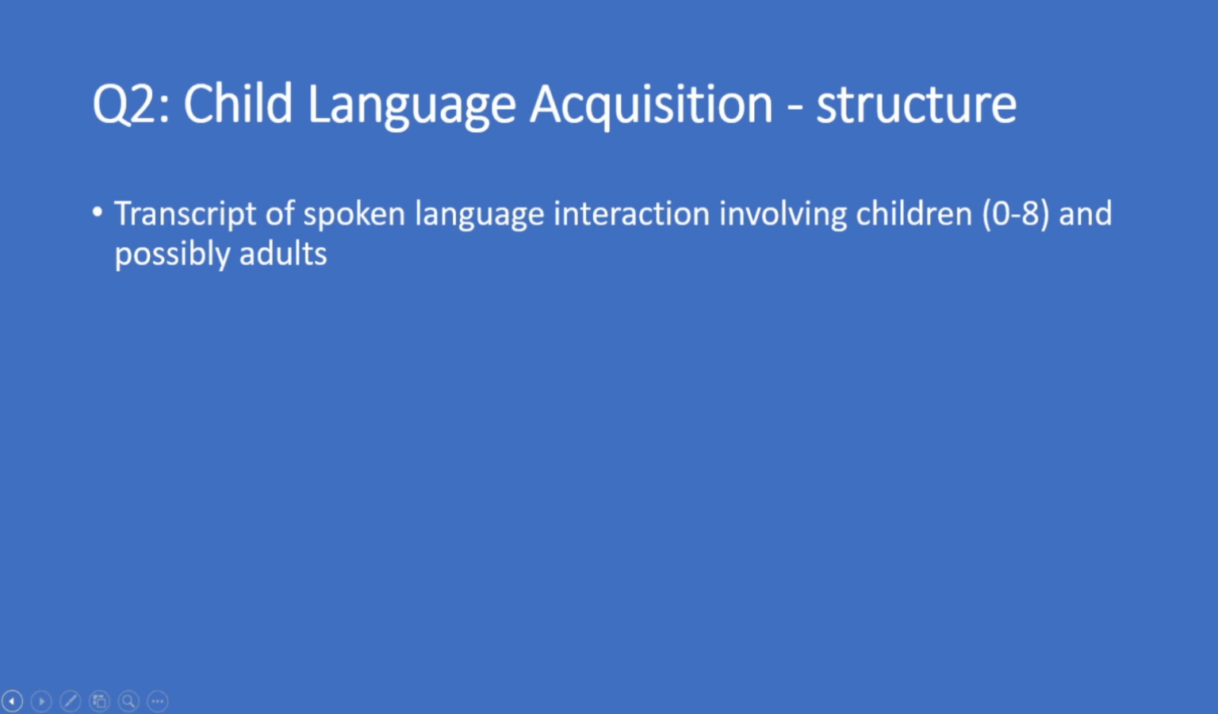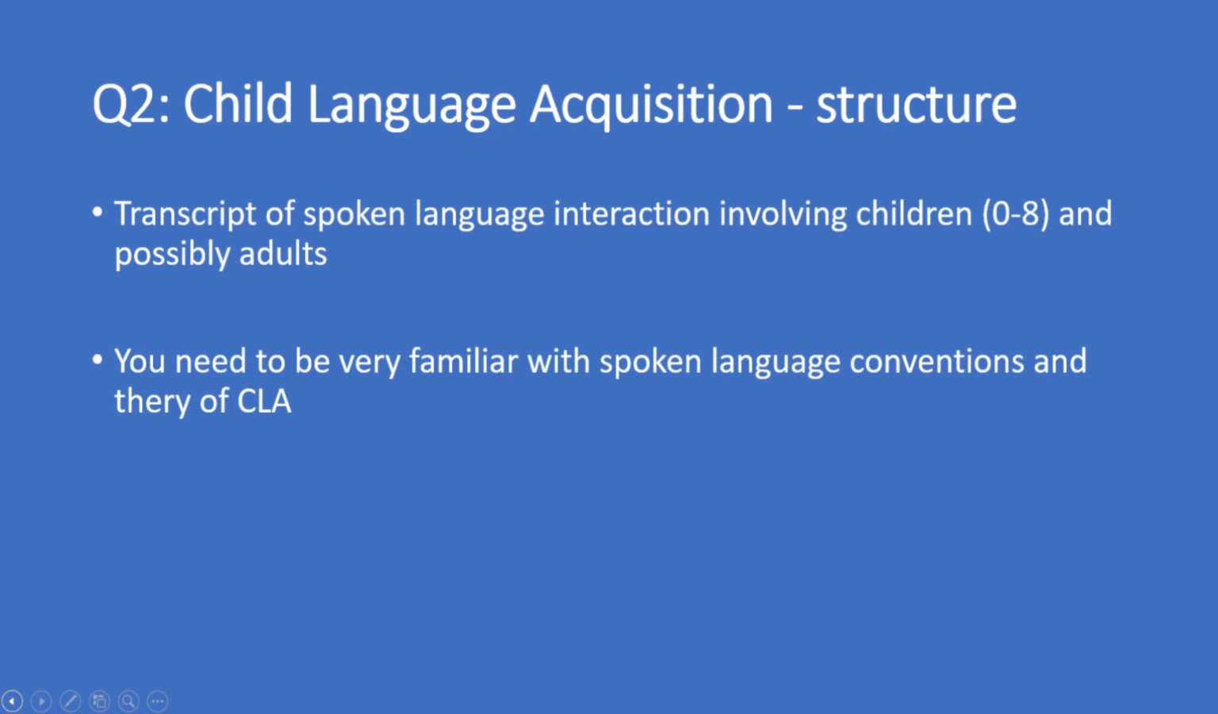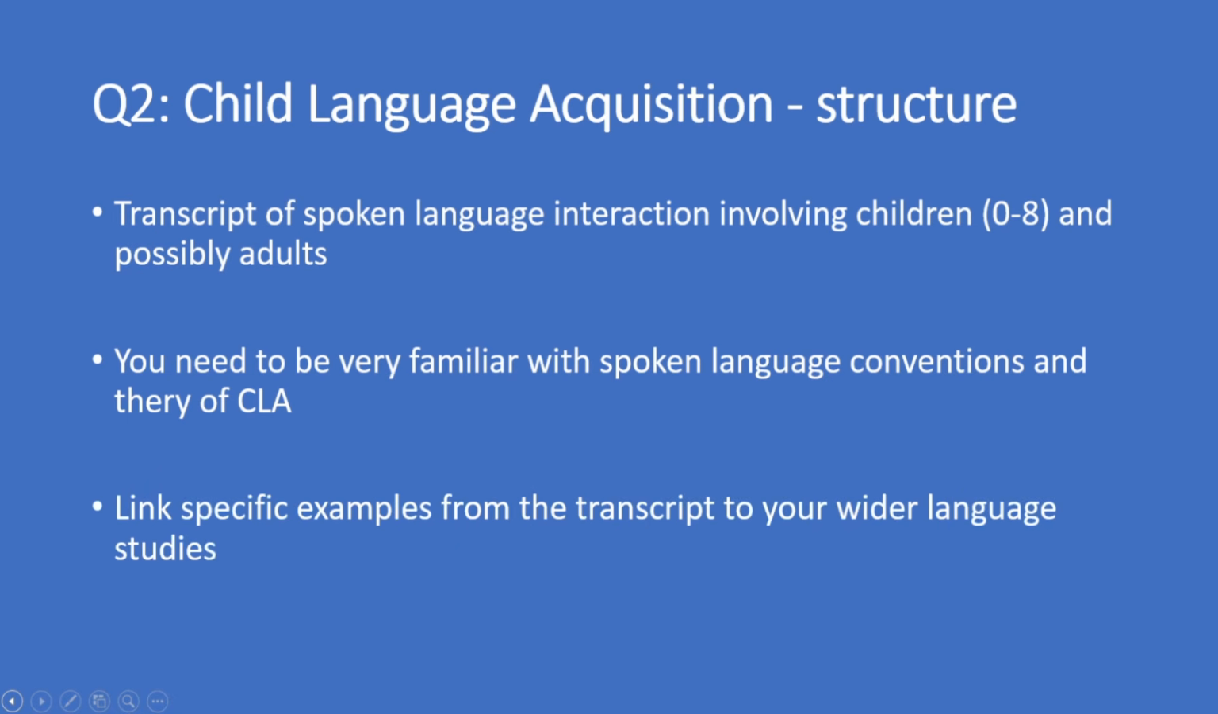To be able to analyze the transcript, you will need to be familiar with spoken language features, conventions of transcribing spoken language, and the process and stages of child language acquisition and the different factors which influence it. Again, you will be asked to link any relevant features you spot in the transcript with your wider study of language. As you can see, Paper 3 calls for some very complex skills and examines your ability to understand source materials and connect them with the context and relevant language theories.